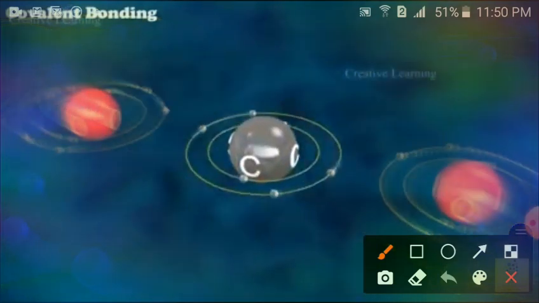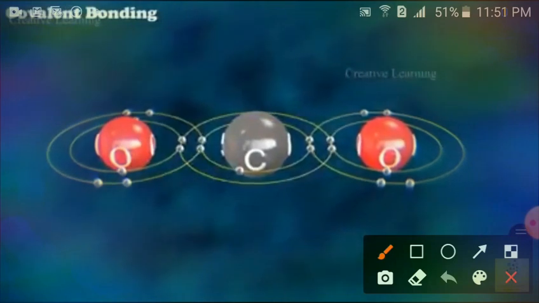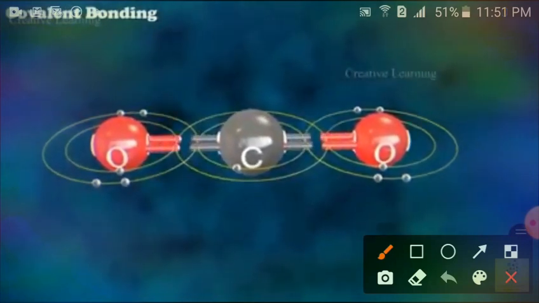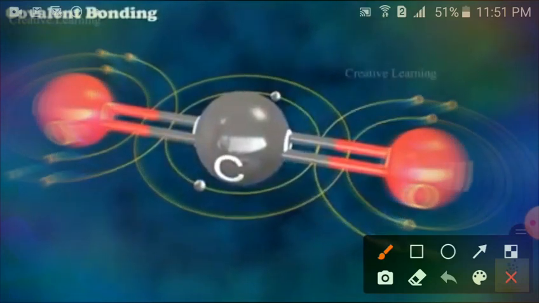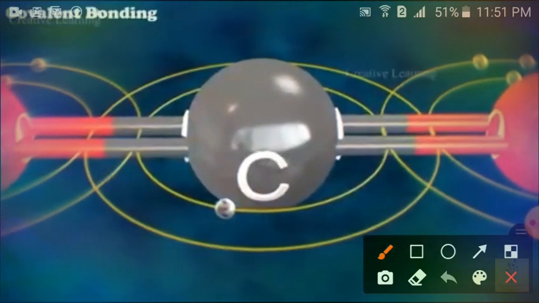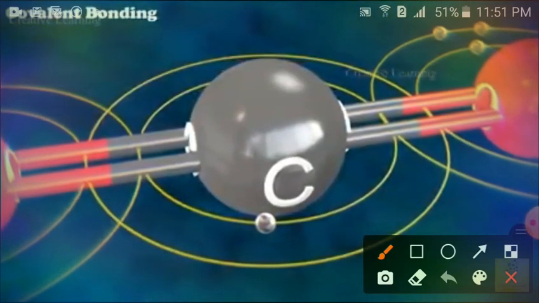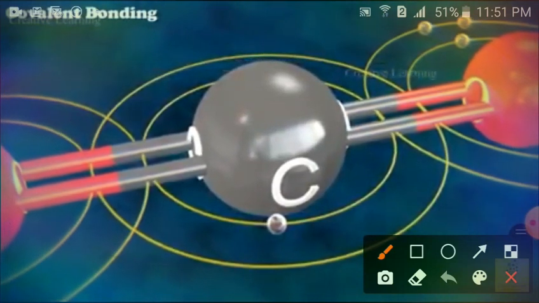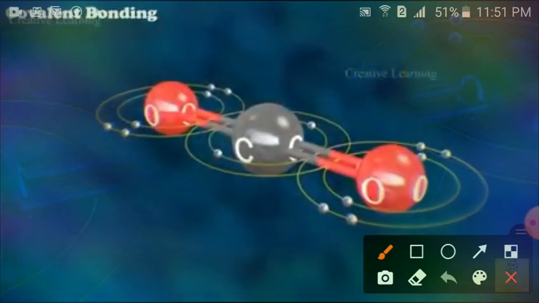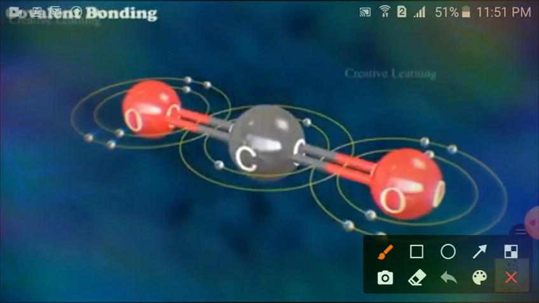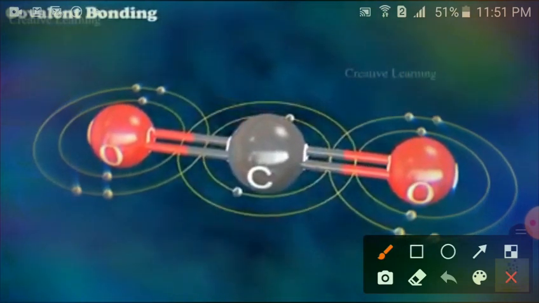A double bond is formed when two atoms share two pairs of electrons with each other. It is depicted by two horizontal lines between two atoms in a molecule. This type of bond is much stronger than a single bond, but less stable. This is due to its greater amount of reactivity compared to a single bond. For example, in the carbon dioxide molecule, we have two double bonds between the carbon and oxygen atoms.